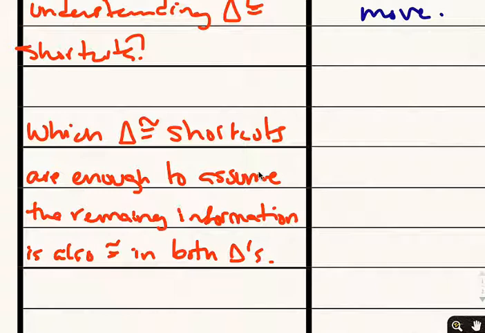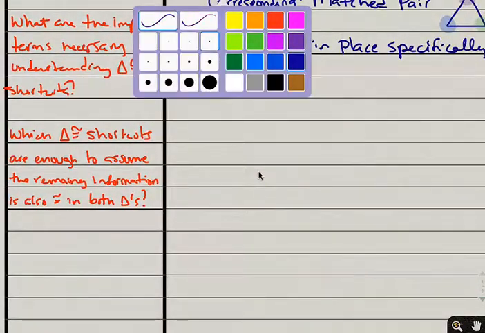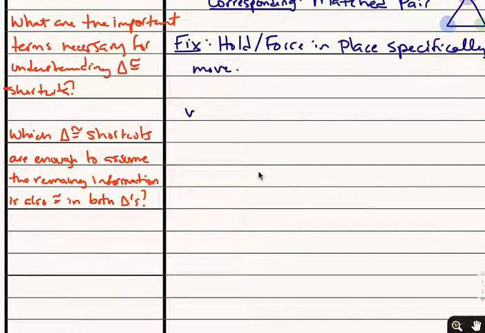Okay. So I said that kind of lengthily, but that's okay. These are notes, so we shouldn't mind going a little overboard. So the question I'm asking now is which triangle shortcuts are enough to assume the remaining information is also congruent in both triangles? In other words, which of those combinations actually is enough? So it turns out we do have a definite list. We have a works, doesn't work list.